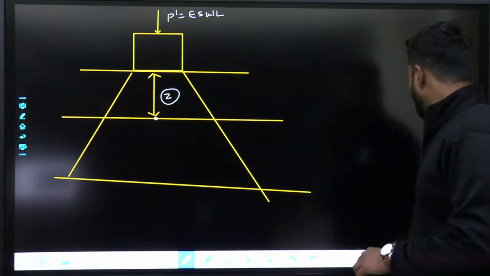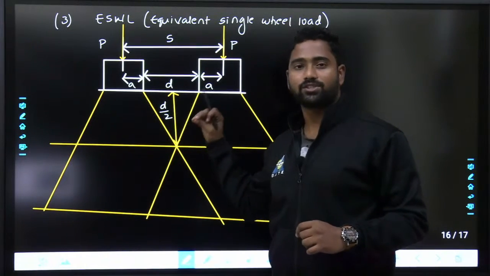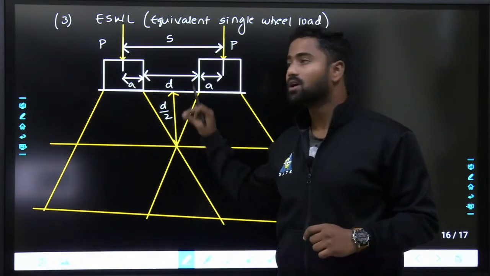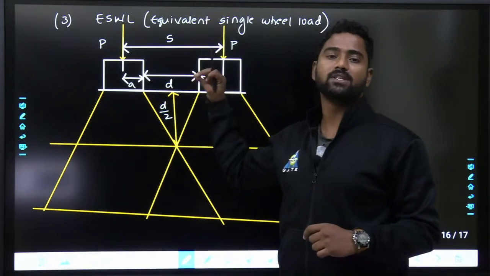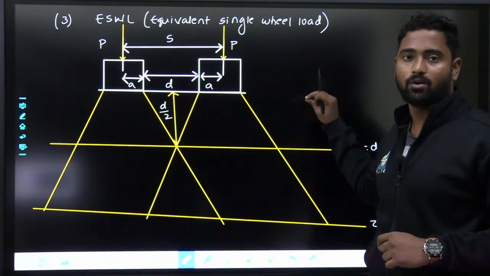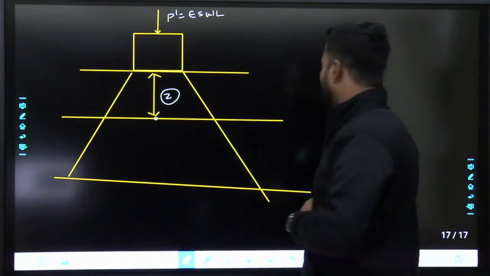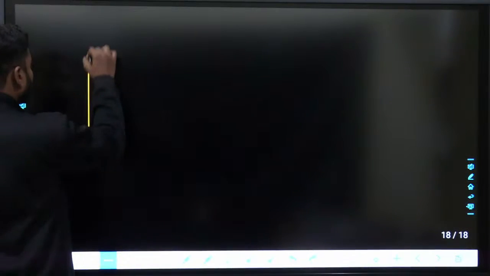That means I'll be replacing these two wheel loads such that the stress and strain at any location because of these two wheel loads will be the same as the stress created by the single wheel load at that location. That is called the equivalent single wheel load. And generally the variation, if you ask me, will be logarithmic.